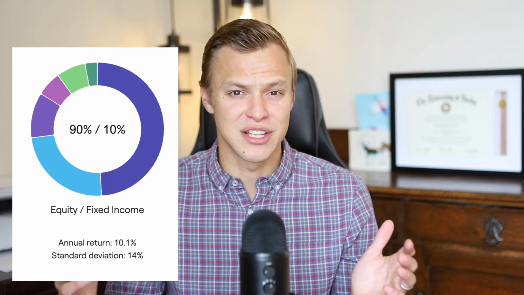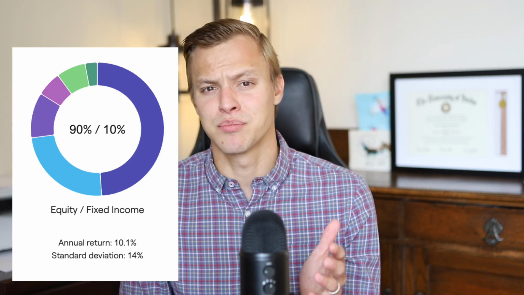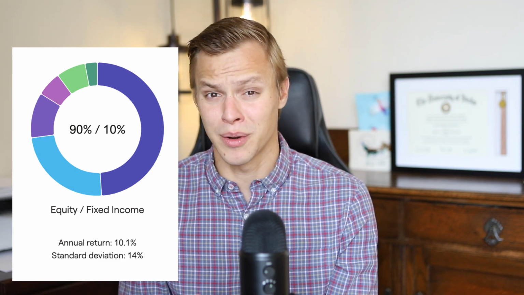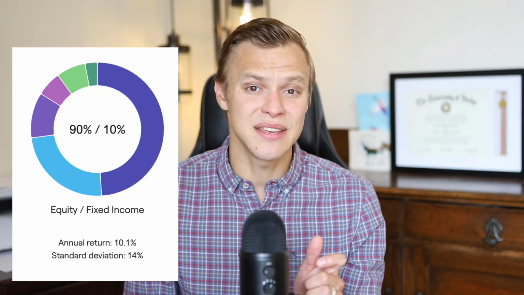First, we have most aggressive. What does a most aggressive portfolio look like? Well, as we can see here, a most aggressive portfolio has a 90-10 allocation. That is 90% equity, 10% fixed income, with a hypothetical annual rate of return of 10.1% and a standard deviation of 14%. So what is that annual return?